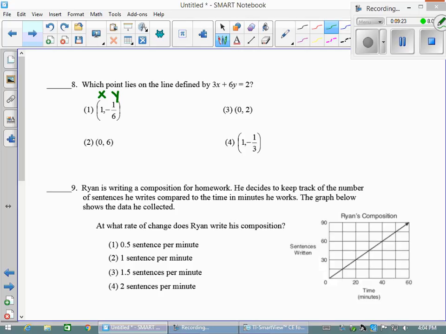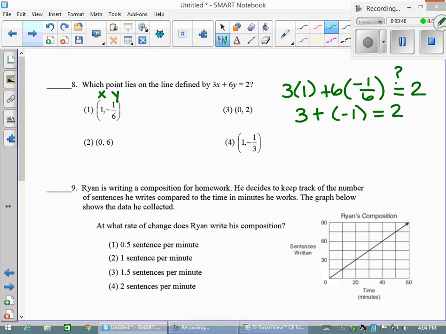So let's take an x value of 1. Let's start with our first choice, plus 6 times y, which in this case is negative 1/6. And we're basically asking ourselves, does this equal 2? Because we're not sure until we start to simplify on the left. So 3 plus, well, 6 times negative 1/6 is going to give me a negative 1. 3 plus negative 1, or 3 minus 1, is going to give me 2. So I got lucky that my first choice ended up being the solution.